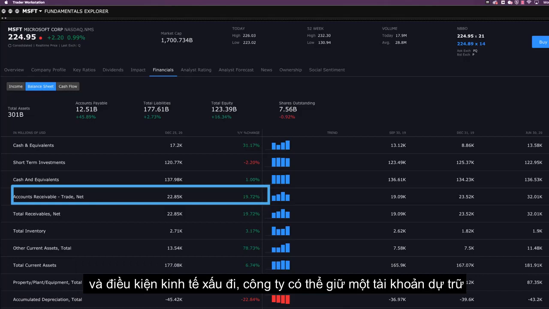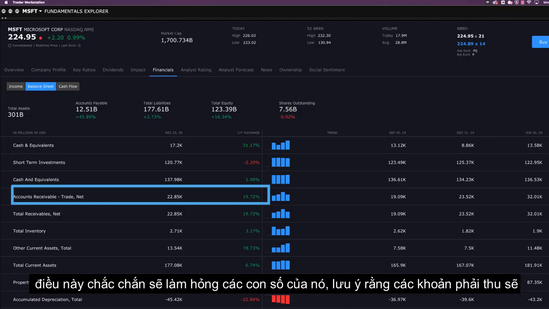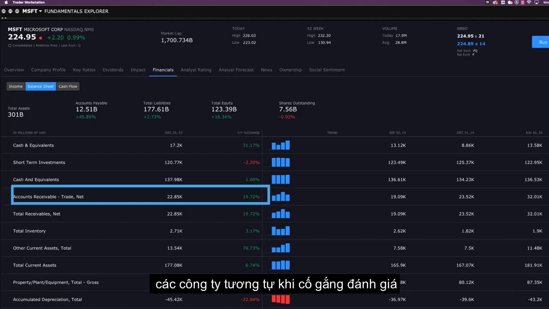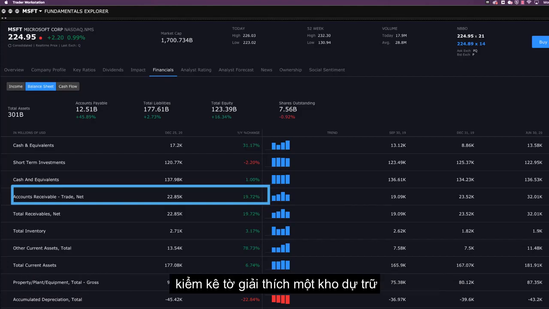The company may hold a reserve account aimed at settling customer debts that could not be collected, which inevitably damages its numbers. Note that accounts receivable will likely vary between industries, and investors should compare like-for-like companies when trying to assess the impact of accounts receivable information contained within the balance sheet.